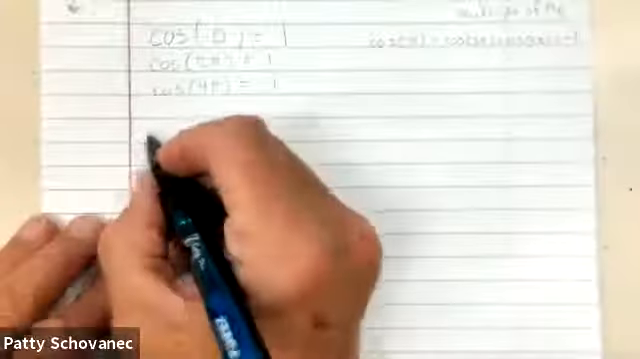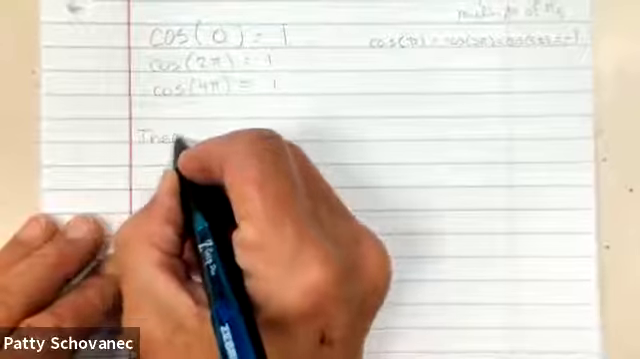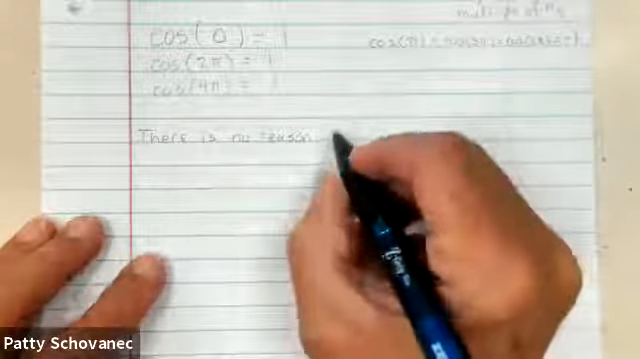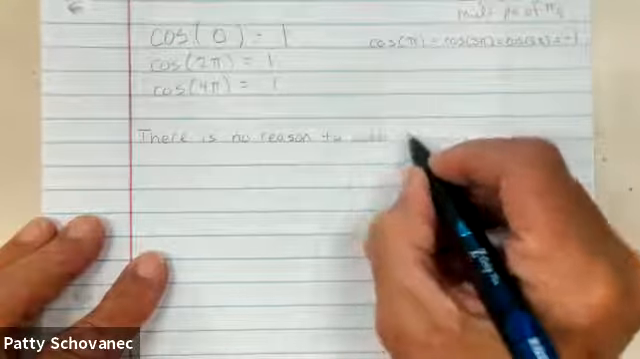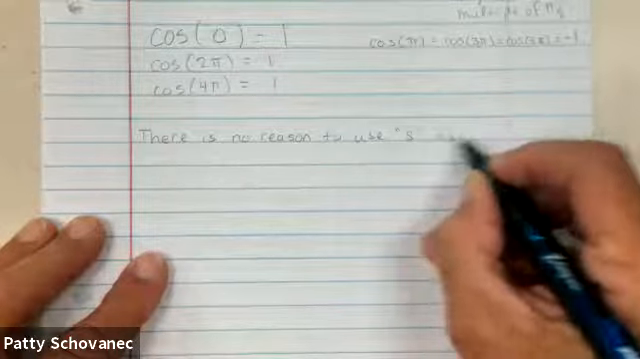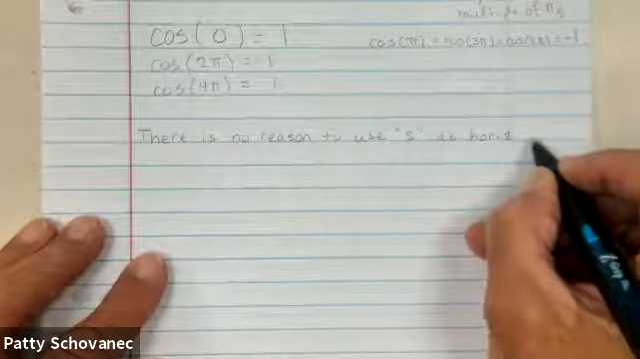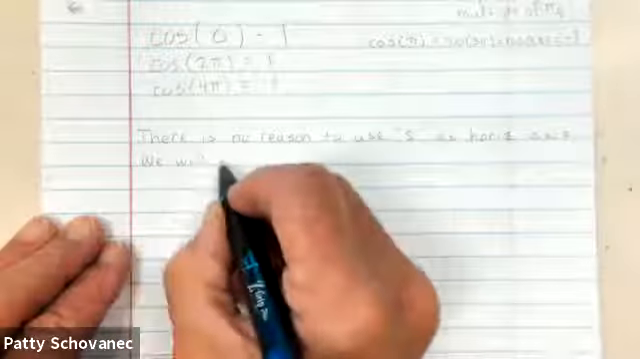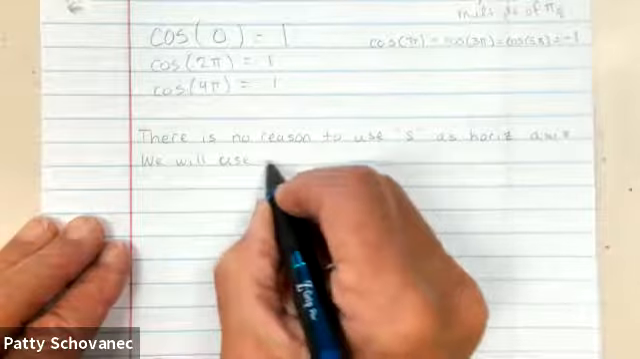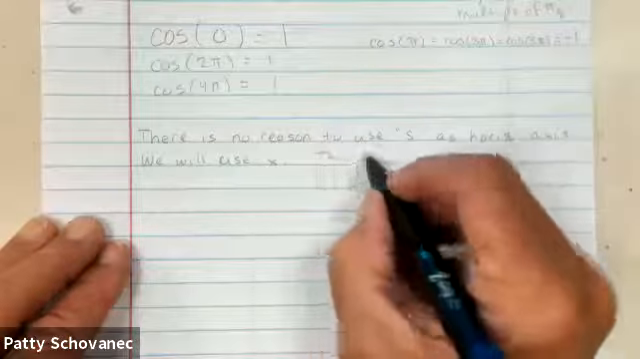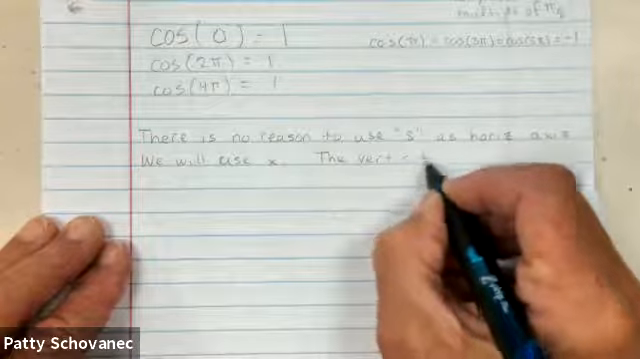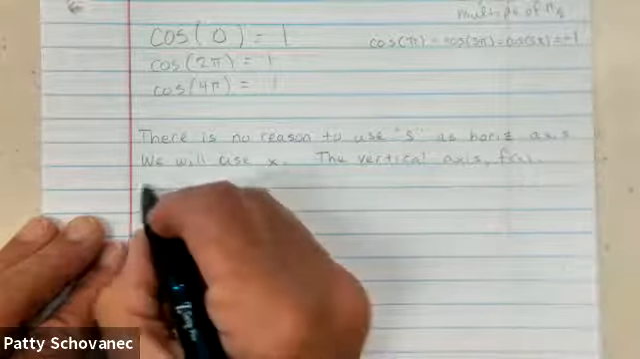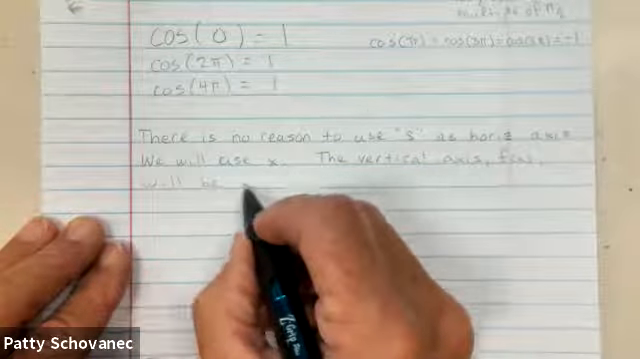So there is no reason to use S as the horizontal axis. We will use X. The vertical axis, housing the values of f of x, will be called the y-axis.